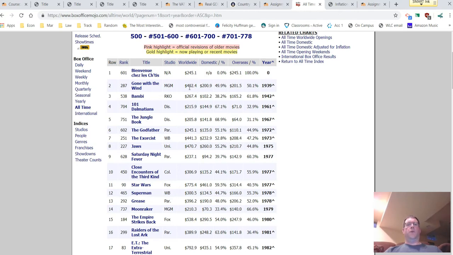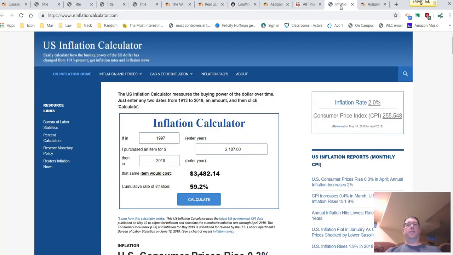So let's look at Gone with the Wind. Gone with the Wind made $402 million. It was released in 1939. So 1939, 402 million. Adjusted for inflation, in current dollars, Gone with the Wind would be a $7.3 billion movie. I'm telling you right now, that's number 1. And it's not that close between number 1 and number 2.